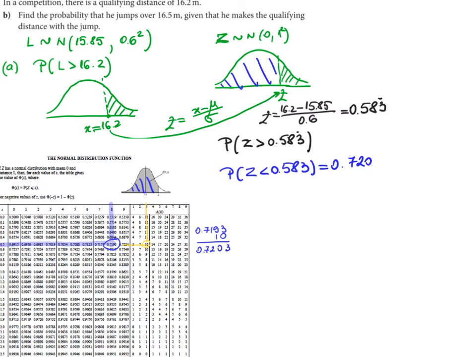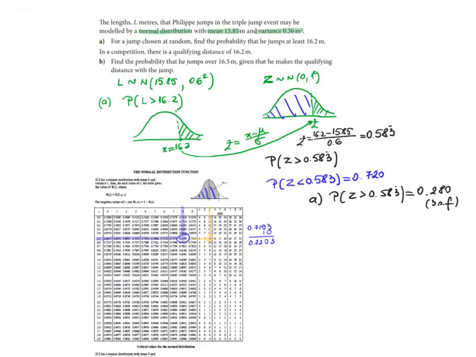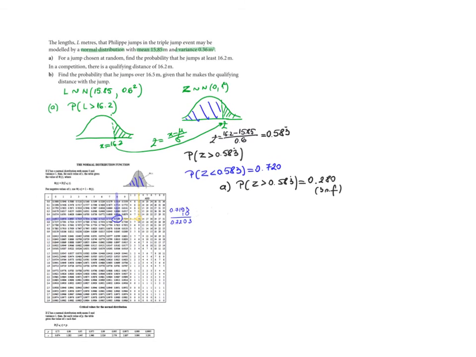So the area that I'm asking in question A, which is the probability of Z bigger than 0.583, is 1 minus the answer above, so it's 0.280 to 3 significant figures. Let us remember that we are asked to calculate this area on the distribution of L, but it's the same as the area here. Therefore, this is my answer.